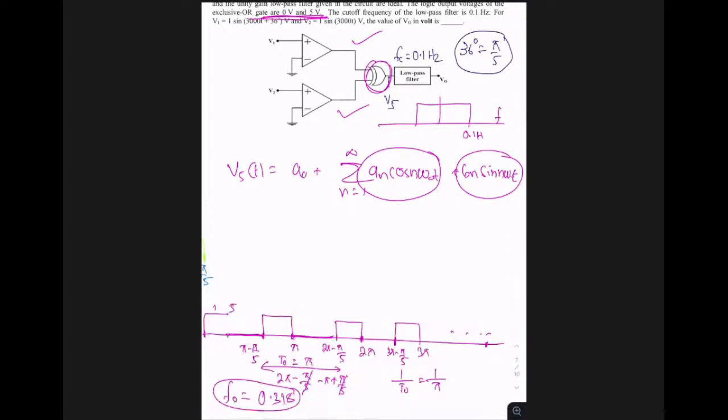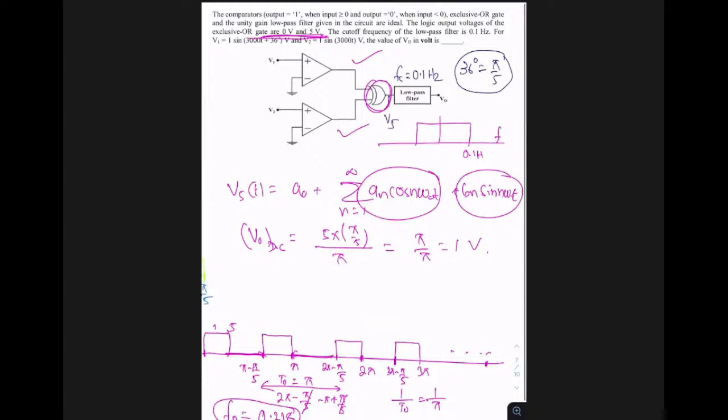And if only DC will pass, you have to find the DC of this signal. How do we find the DC of a signal? V naught DC is the area divided by the time period. The time period we got is pi. And what is the area? Area over one time period is height pi and width pi by 5. So the 5 cancels, and we get pi by pi. The answer is basically 1 volt.